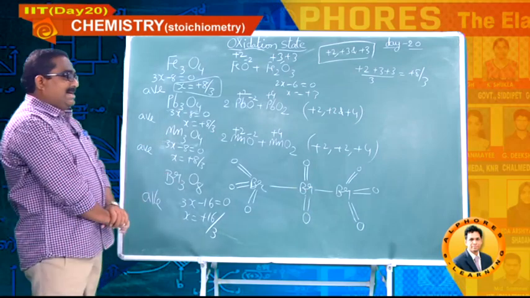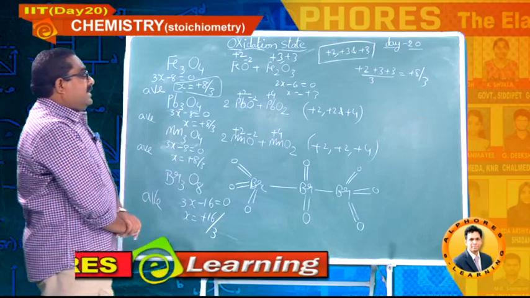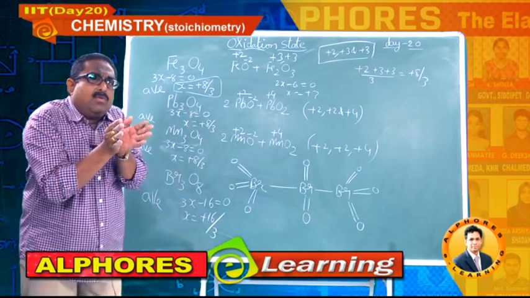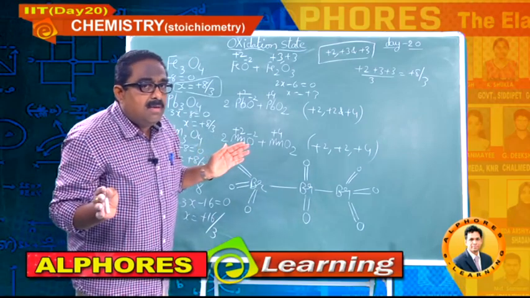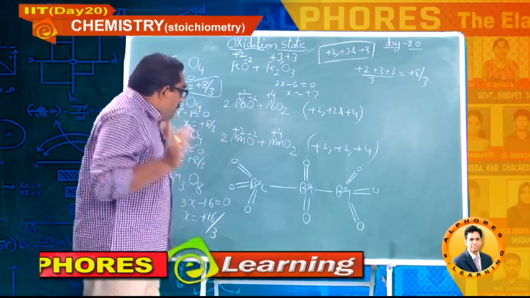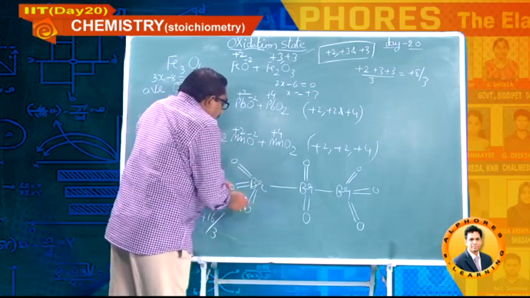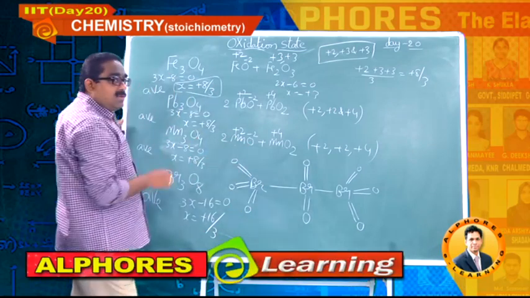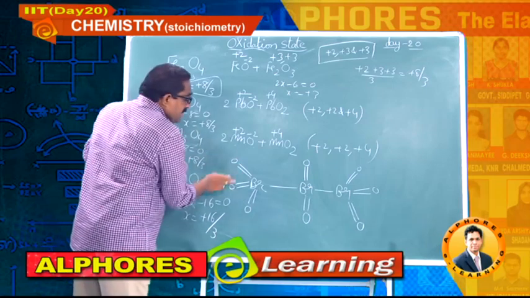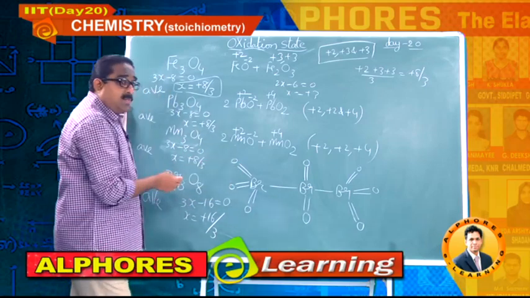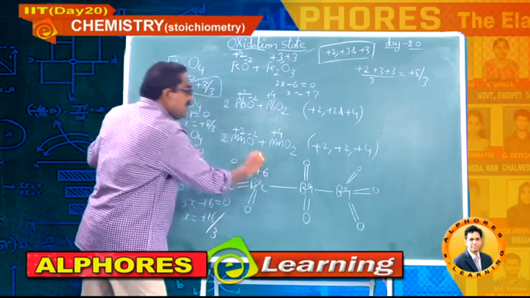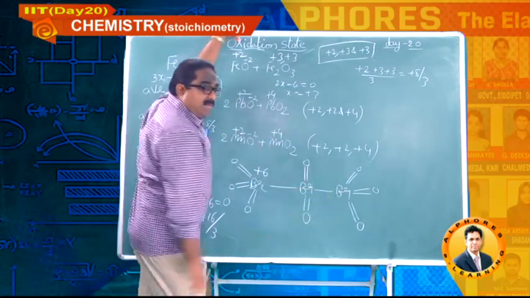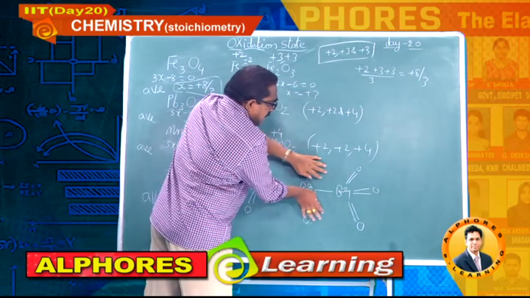Okay, let me calculate the individual oxidation states. Bromine, bromine: the net should be 0, bonding between the same two elements, no other elements there. So for both atoms the oxidation state is 0. But these atoms are bonded to oxygens. How many oxygens? 1, 2, 3. Each oxygen is -2. Concentrate, students, each oxygen -2, total 3 such oxygens, so -6. So this bromine should get +6. Similarly this bromine also, bonding between bromines, 0, 0.